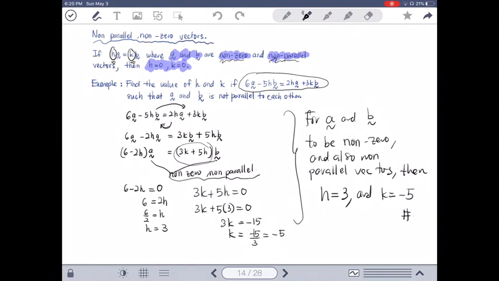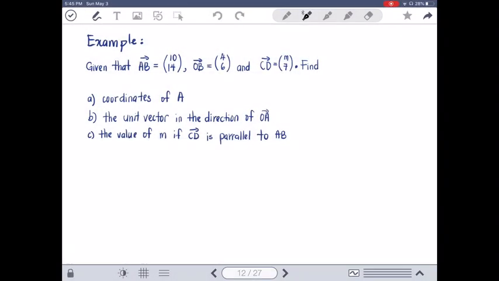This type of question rarely came out in SPM, but still it is in your syllabus. Okay, let's look at an example. Given that vector AB is equal to (10, 14), OB is equal to (4, 6), and CD is equal to (m, 7), all in column form, find the coordinates of A.